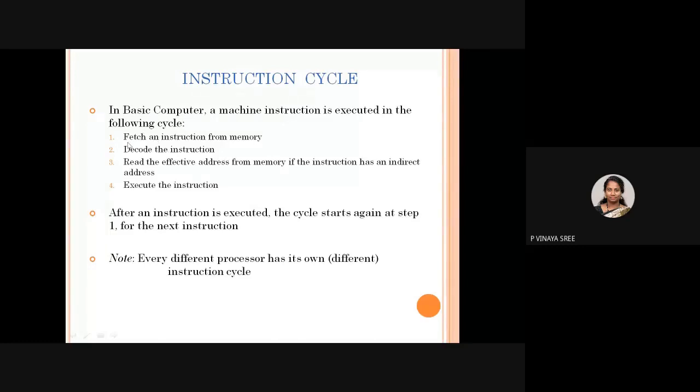The first one is fetching an instruction from memory. The second one is decoding the instruction. The next one is to read the effective address from memory if the instruction has an indirect address. Now let me explain what this effective address is. It is clearly mentioned here: read the effective address from memory if the instruction has an indirect address. If the instruction has an indirect address, you must know what an effective address is.